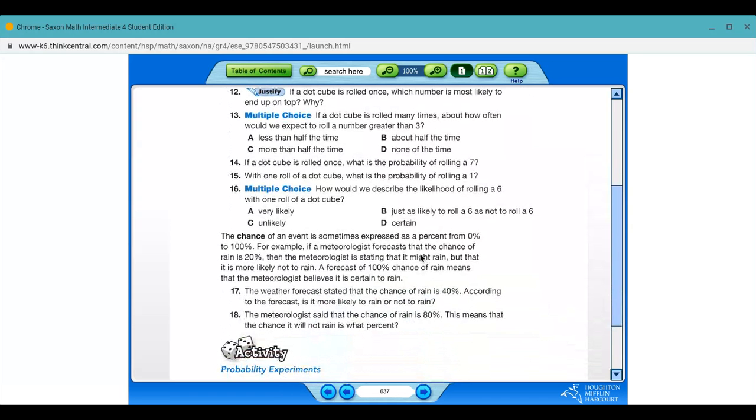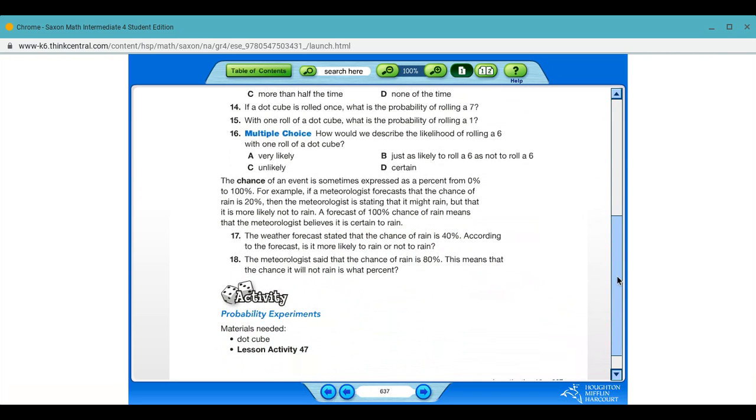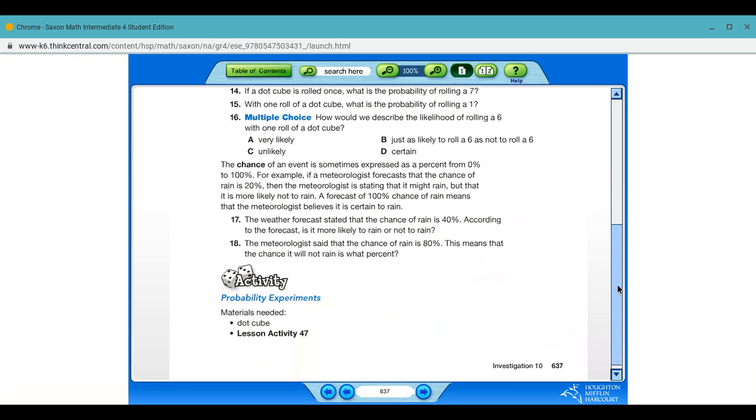The chance of an event is sometimes expressed as a percent from 0 to 100. For example, if a meteorologist forecasts the chance of rain is 20%, the meteorologist is stating that it might rain, but it's more likely not to rain. A forecast of 100% chance of rain means that the meteorologist believes it is certain to rain.